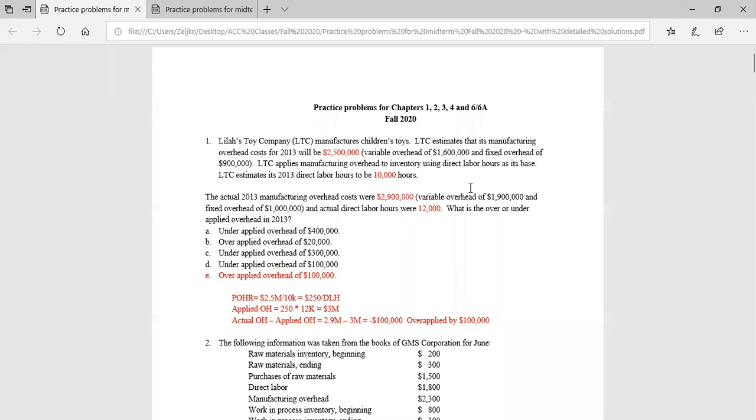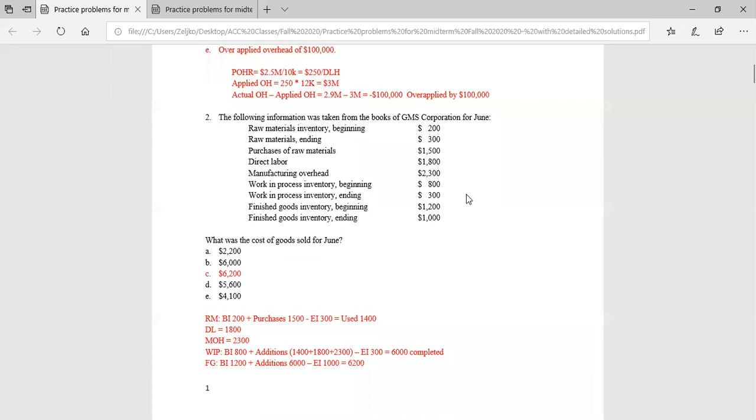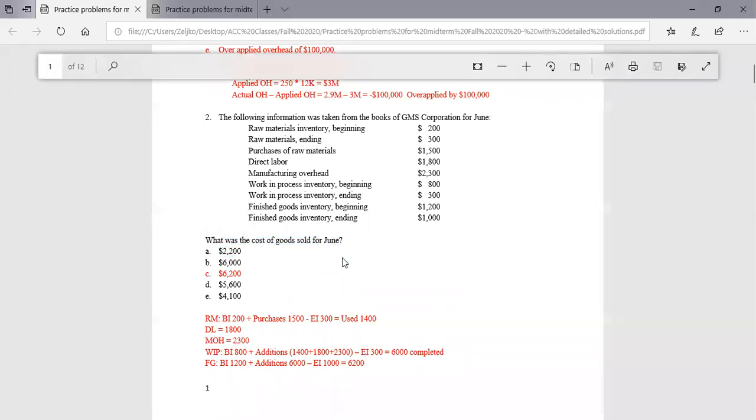Okay. Question 2. The following information was taken. A lot of information. I'm not going to go through every line of this information. I'm going to go straight to the question. What was the cost of goods sold? All right, so now I know what I need. What's the cost of goods sold?